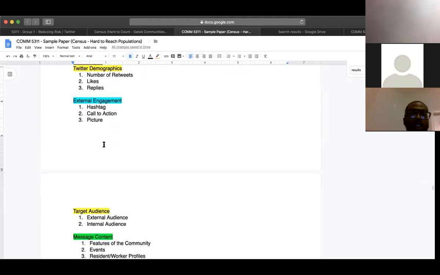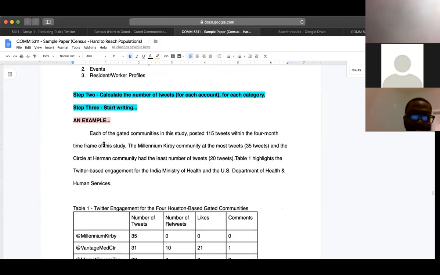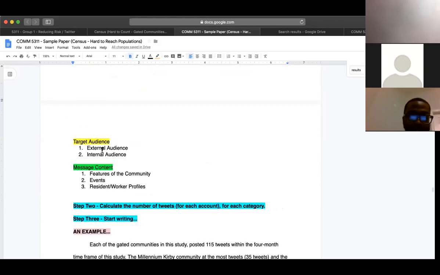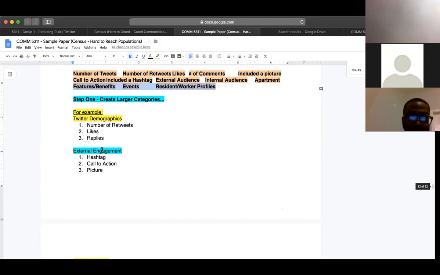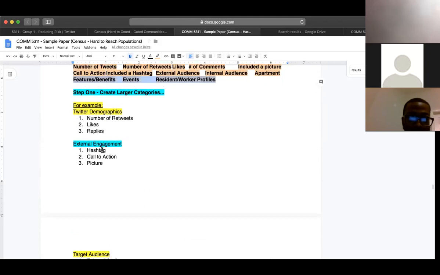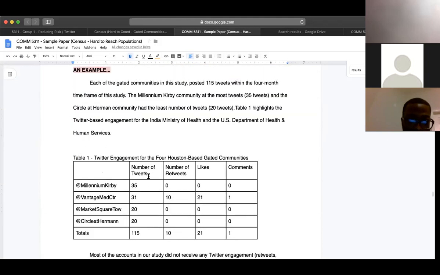Oh, okay. I see what you mean. Each of the highlighted, yeah. So this one said number of retweets, likes, and replies. I'm scrolling down: number of tweets, retweets, likes, and comments. Okay. Well, that makes sense.